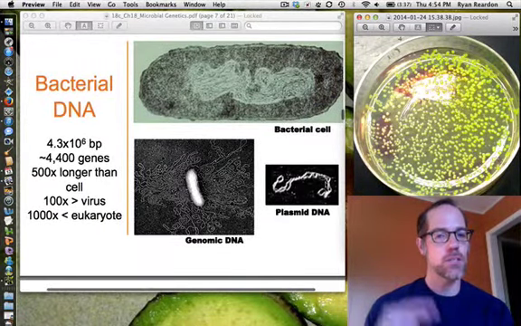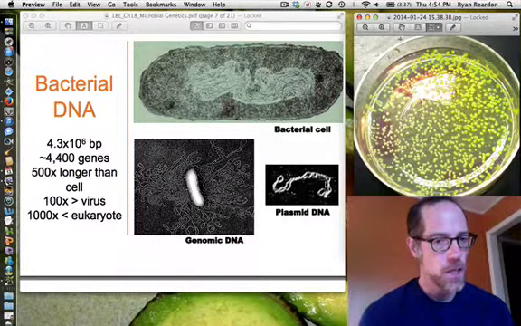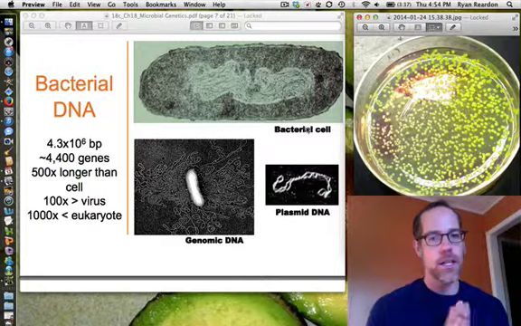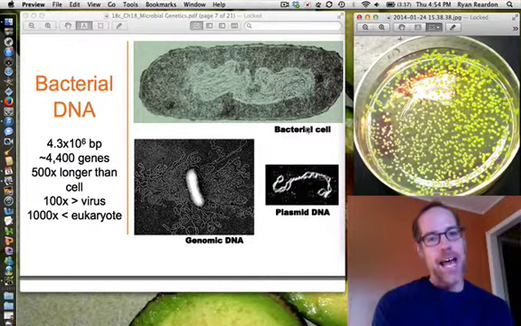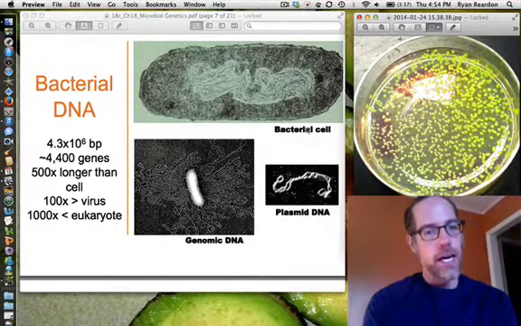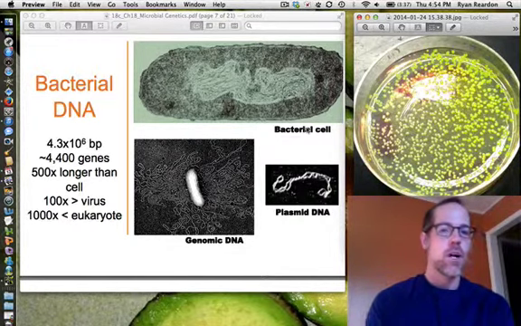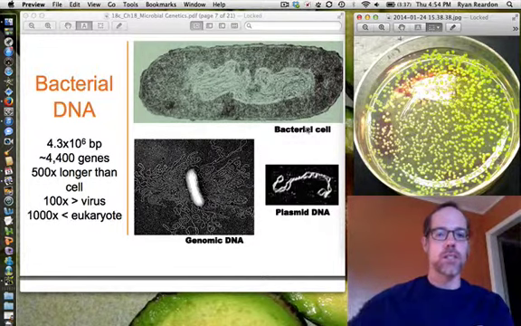Now, before looking at transduction and some of these other ways in which bacteria can move genes around, I do want to spend just a second on E. coli genetics, basic E. coli genetics. Why E. coli? Well, E. coli are essentially the lab rat of molecular biology. We completely sequenced the genes. We know where the genes are. We know what those genes code for. We know what the expression of those genes looks like.